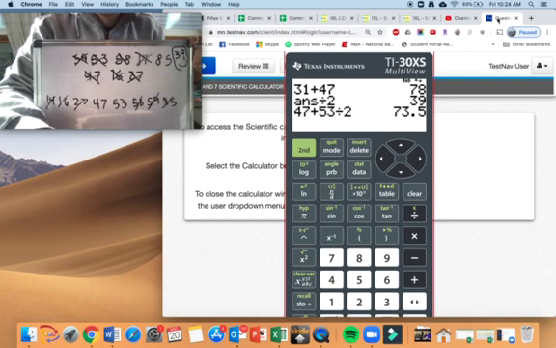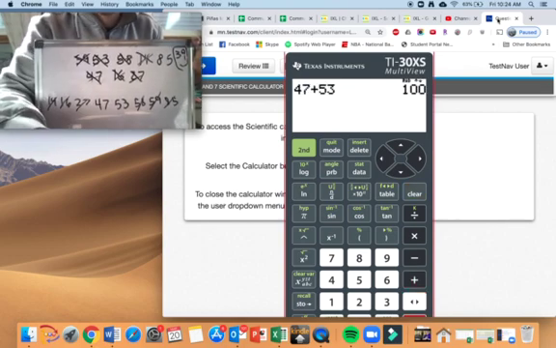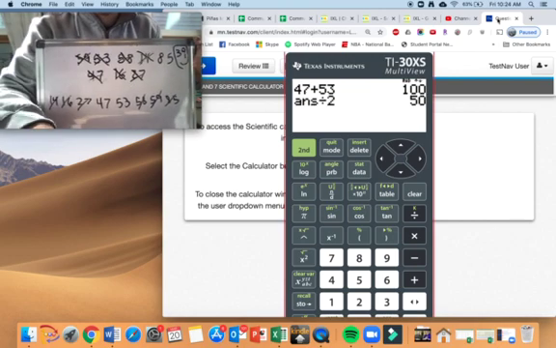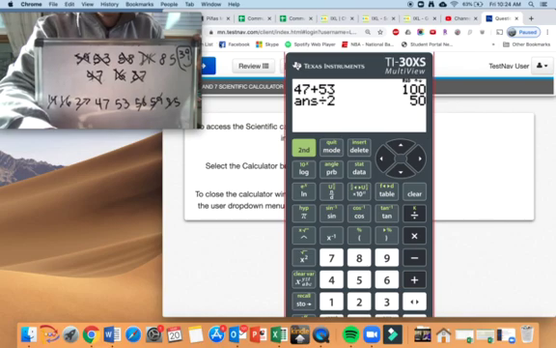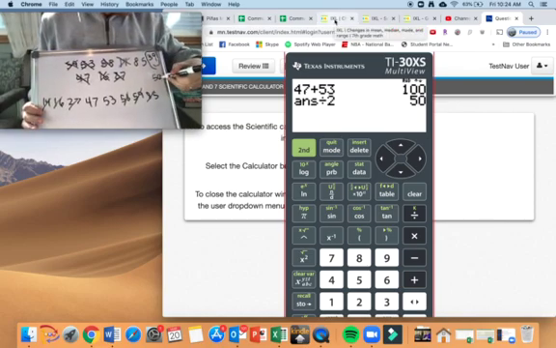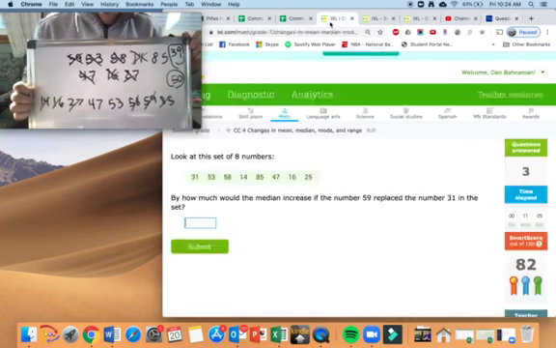73.5. Is that right? 47 plus 53. All right, weird. Okay. I knew it was 50. Something my calculator is doing something weird. So now it is 50. So notice on the corners I have those both there.